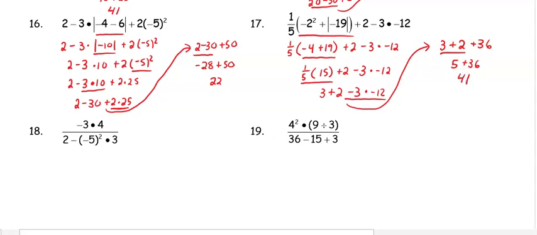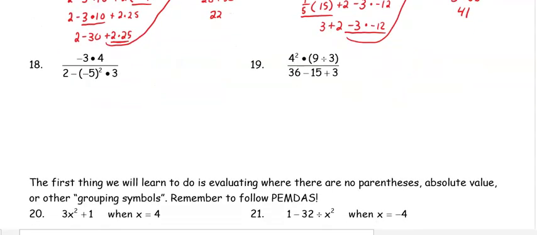In 18 and 19, we have fractions with numerators and denominators that need to be simplified. So in 18, the first thing we see is an exponent, so we are going to square negative 5. So we have negative 3 times 4 over 2 minus 25 times 3. Then we can do multiplication. In this case, because there's a multiplication in the numerator and the denominator, we can do them at the same time. So we get negative 12 over 2 minus 75.